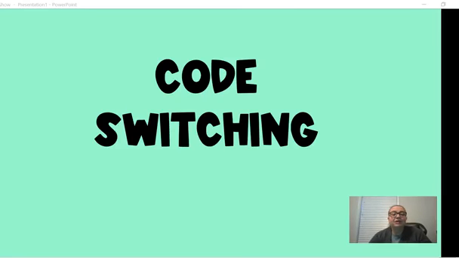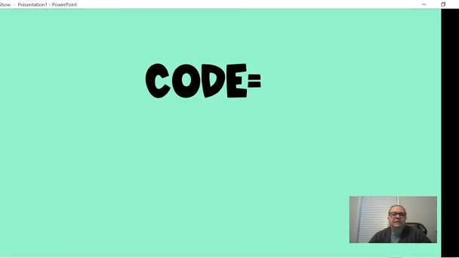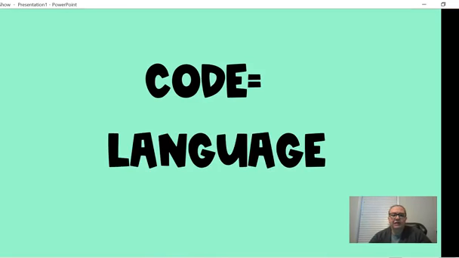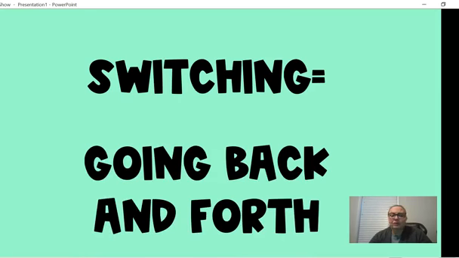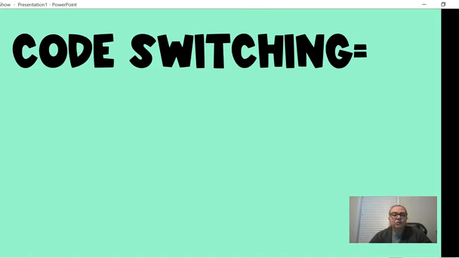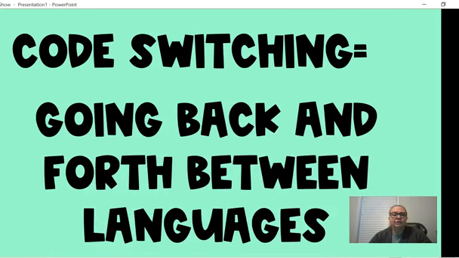Hoosier, and today we're going to be talking about code switching. Now, you might not have heard the term code switching before, but believe it or not, it's something that you do every day. What do I mean by code switching? So when I say code, what I actually mean is language, and switching, of course, means going back and forth. So when we code switch, we are going back and forth between languages.